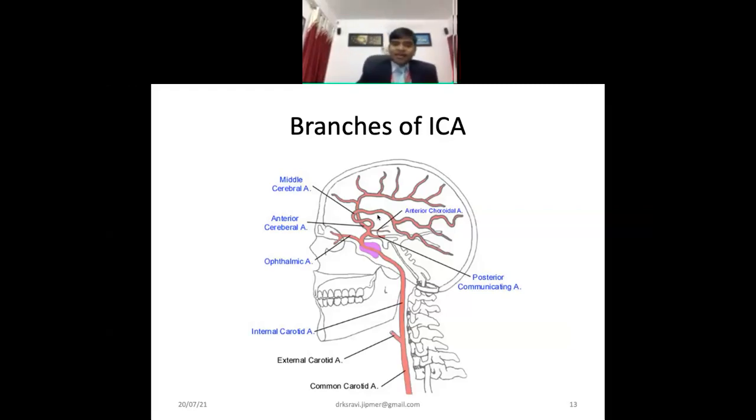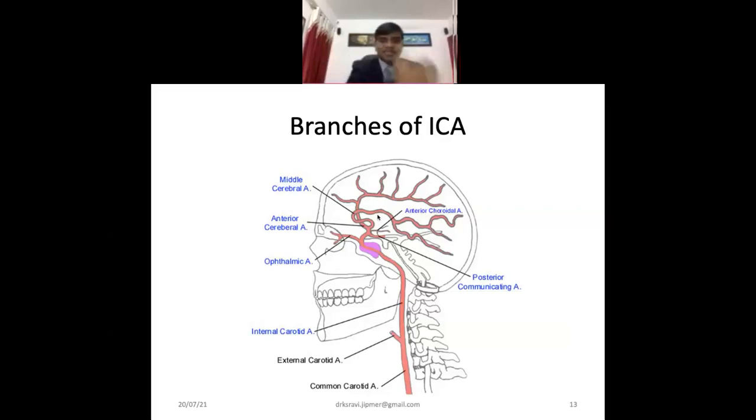One, the ophthalmic artery, which arises from this carotid siphon, right, enters through this optic canal, and will supply the eye. And then we have the posterior communicating artery, which will communicate with the vertebrobasilar system, that is the posterior cerebral artery. The third one, I said, the anterior choroidal artery, which will go and end in the choroid plexus. And because of the long subarachnoid course of this anterior choroidal artery, it is often referred to as the artery of cerebral thrombosis.